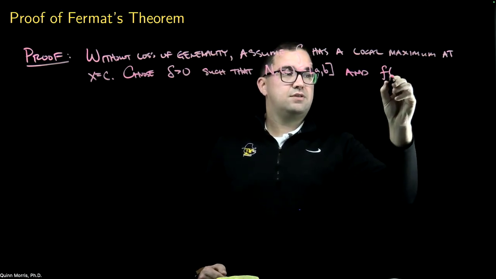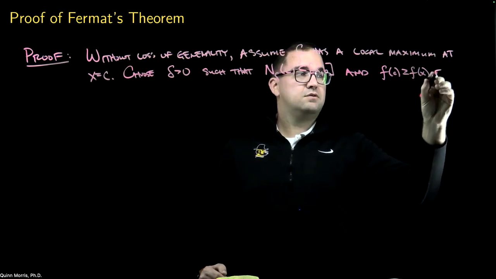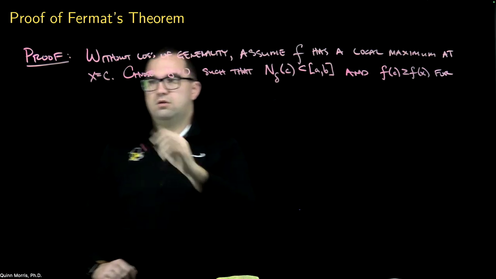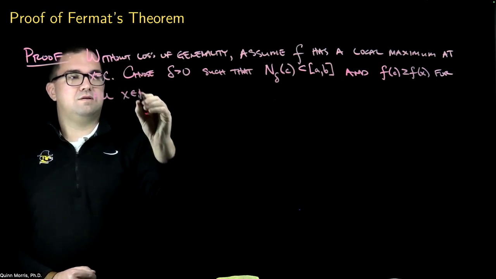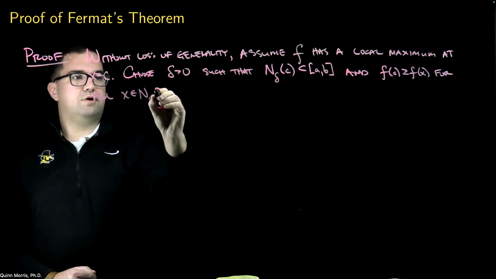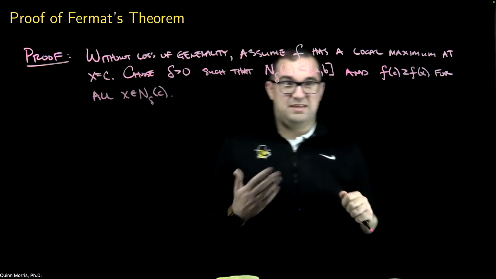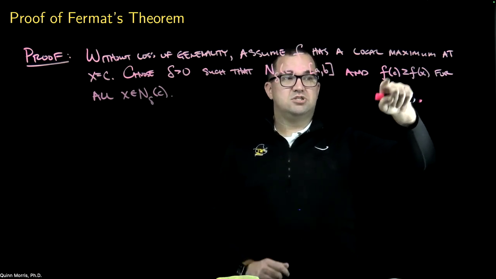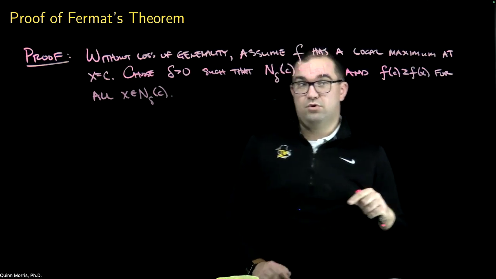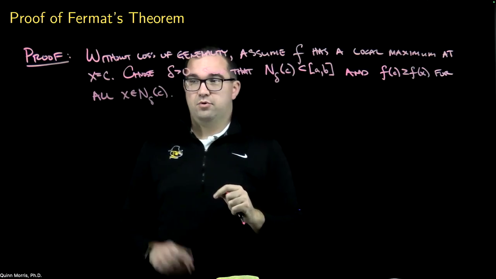So we're going to choose this so that f of C is greater than or equal to f of x for all x in my delta neighborhood of C. Okay. So again, that's what it means to be a local maximum, right? I can find some neighborhood of C such that f of C is greater than or equal to all the other outputs that occur in that little neighborhood.